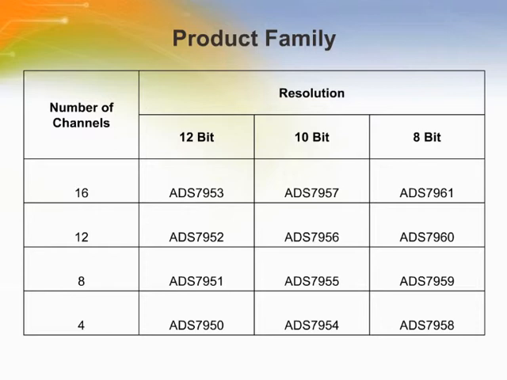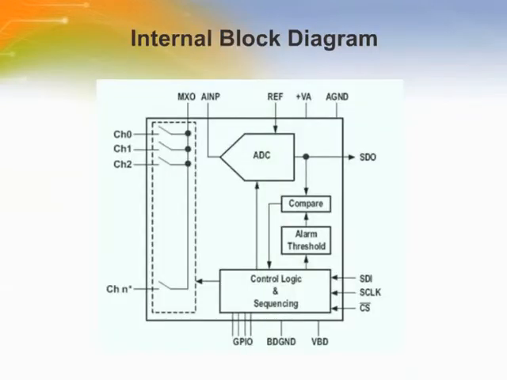The table above lists all 12 devices from this product family. The ADS79XX device family offers 16, 12, 8, and 4-channel multiplexers for analog input. The multiplexer output is available on the MXO pin. AINP is the ADC input pin. Device operation is controlled with CS, SCLK, and SDI. The device outputs its data on SDO.